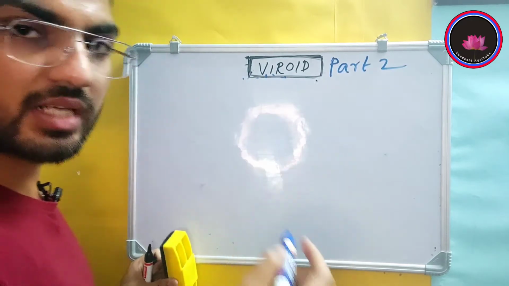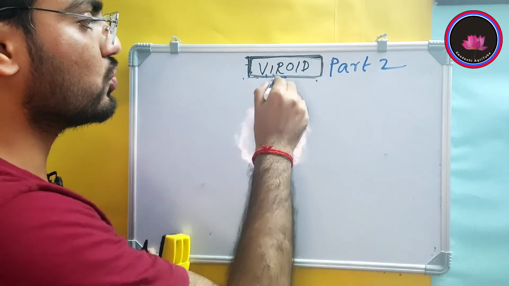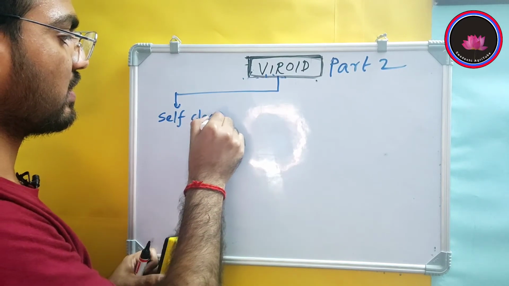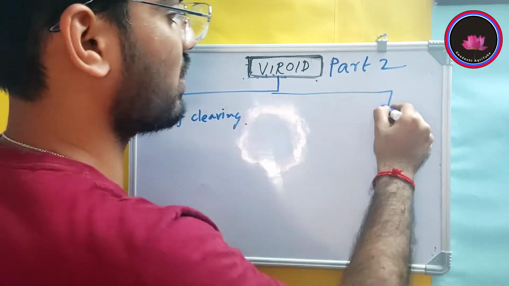So now we will talk about the viroid structure. According to the structure, viroid is divided into two groups. One is self-cleaving and another is non-self-cleaving.